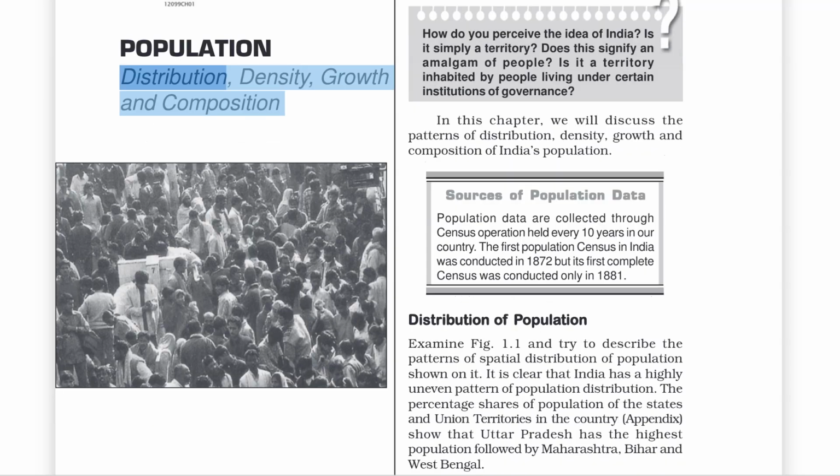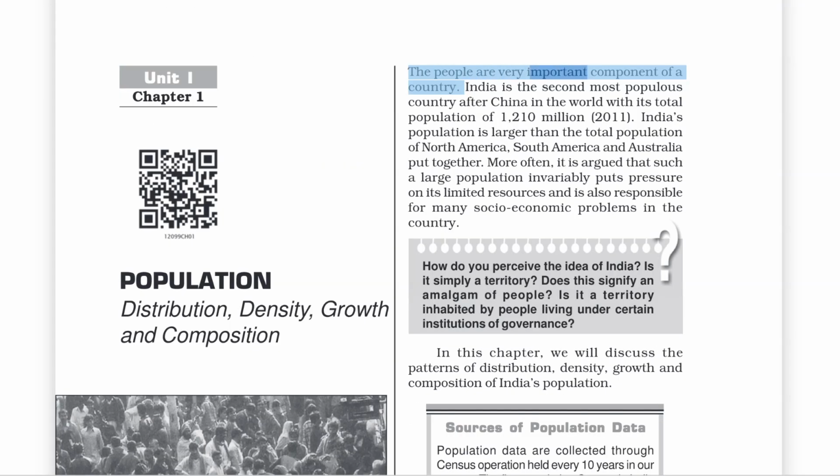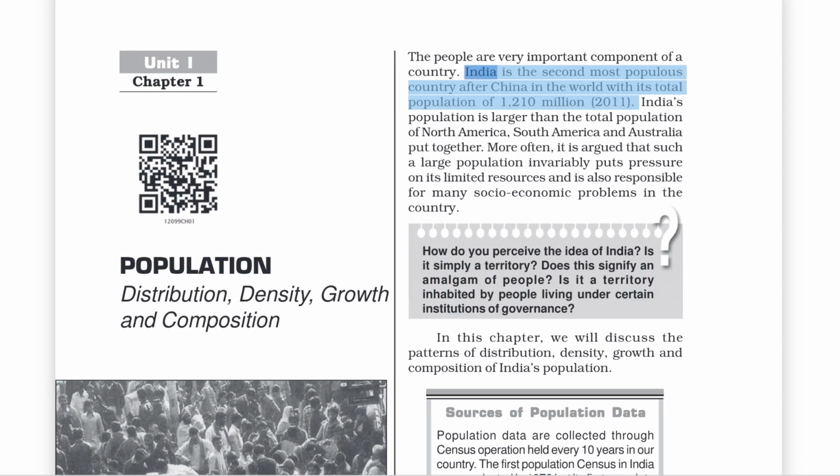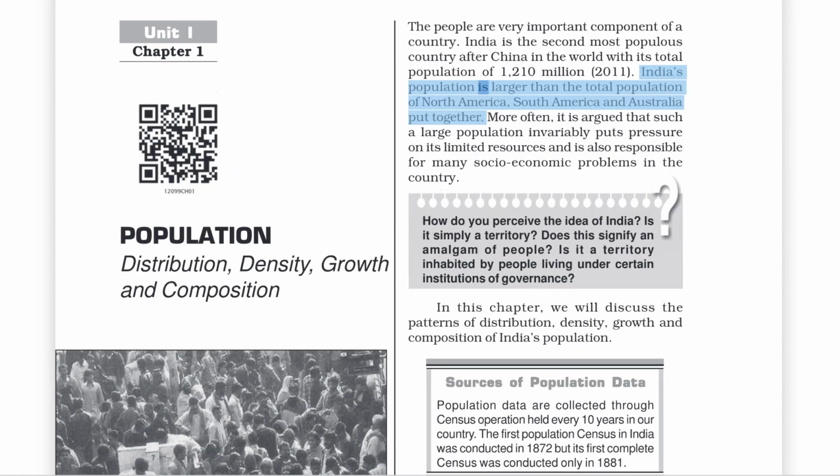Population, Distribution, Density, Growth and Composition. The people are a very important component of a country. India is the second most populous country after China in the world, with a total population of 1,210 million, 2011. India's population is larger than the total population of North America, South America and Australia put together.